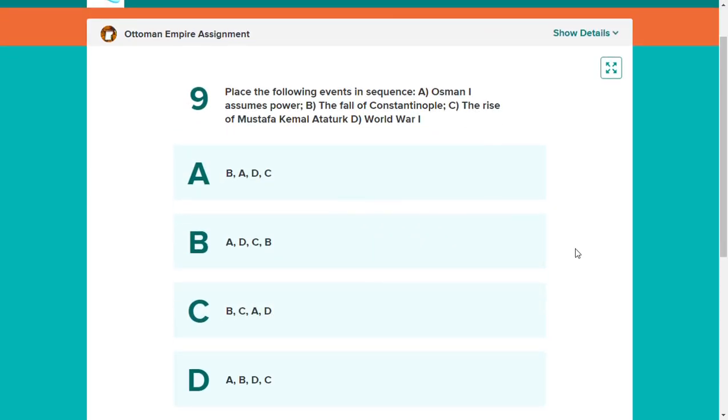Okay, this is tough. It says place the following events in sequence. Osman I assumes power. Then there's the fall of Constantinople, the rise of Mustafa Kemal Ataturk, or World War I. Alright, the very first ruler was Osman, so that should be first. So think about test-taking strategies. Right away you can eliminate any choices that don't start with A. So now we're already down to B or D.